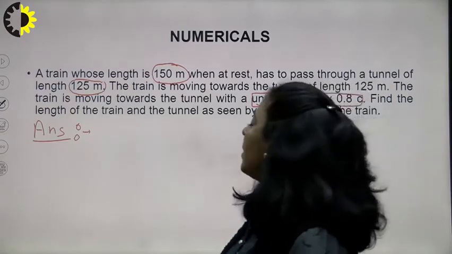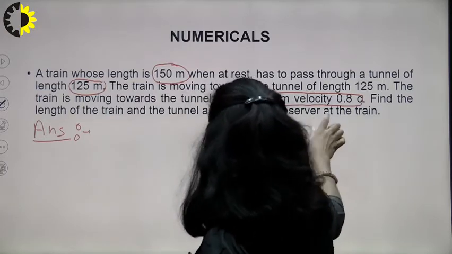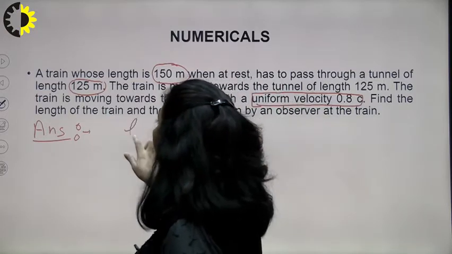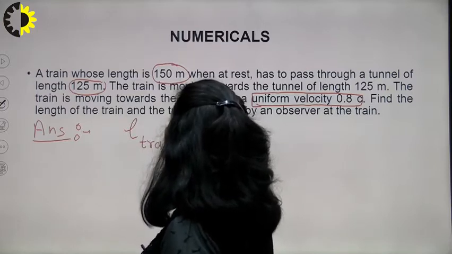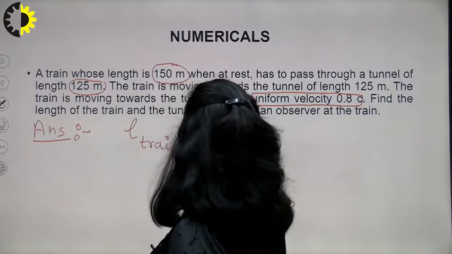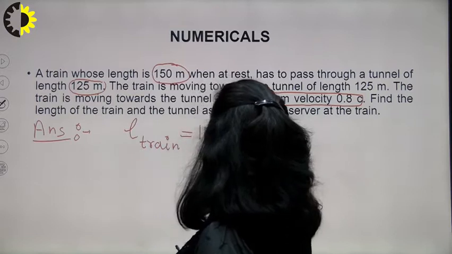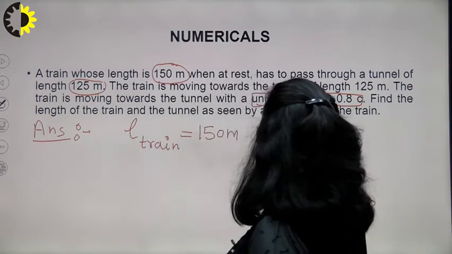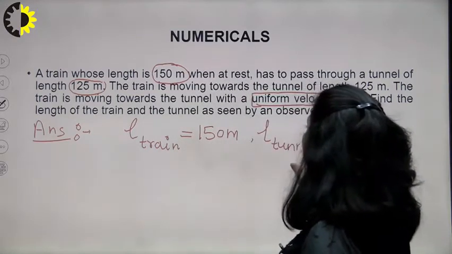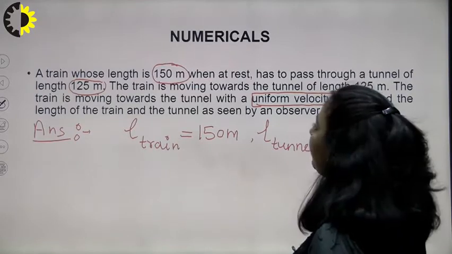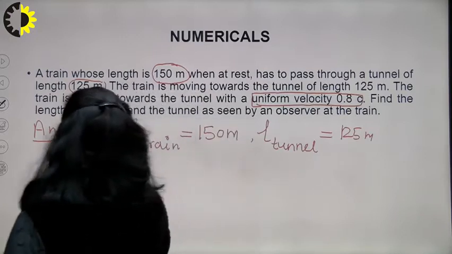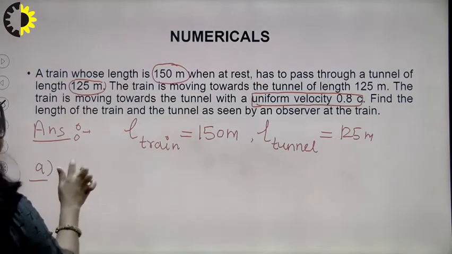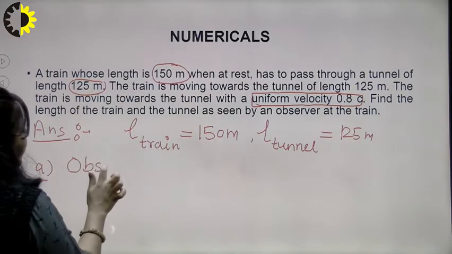It means when the observer is sitting in the train, the length of the train, when it is at rest, is already given to you: it is 150 meter. So this is the length of the train, and the length of the tunnel is given in the question, it is 125 meter, right? Now the first part of the question is, the observer is sitting in the train.